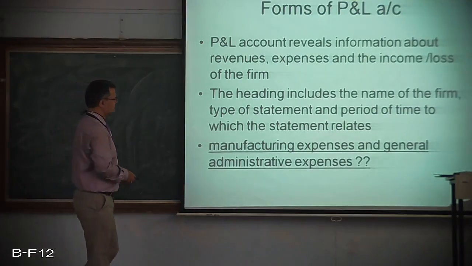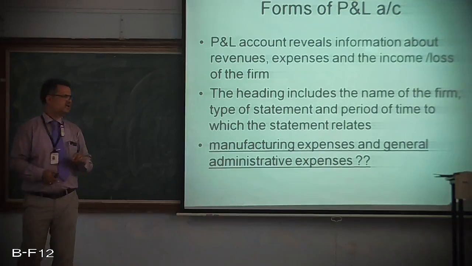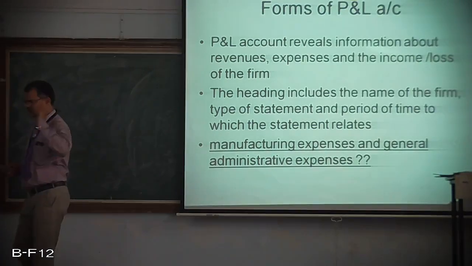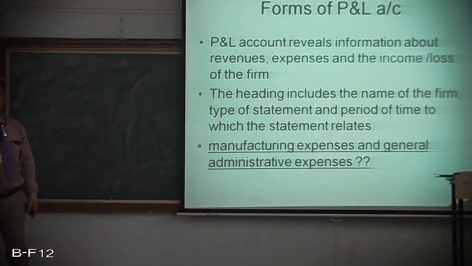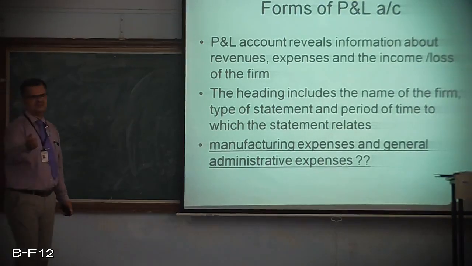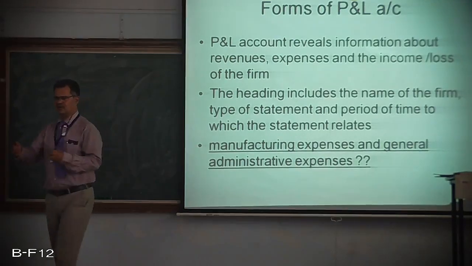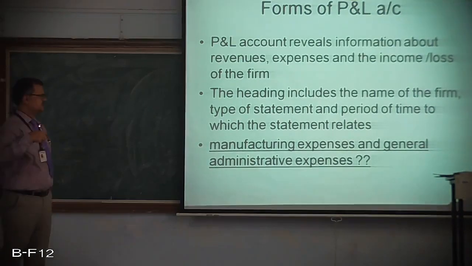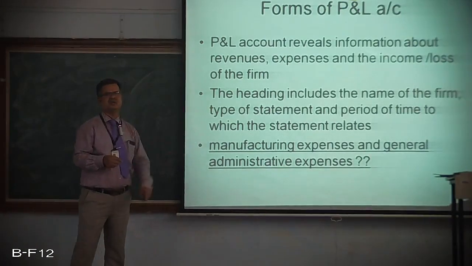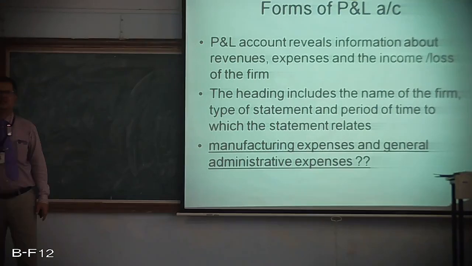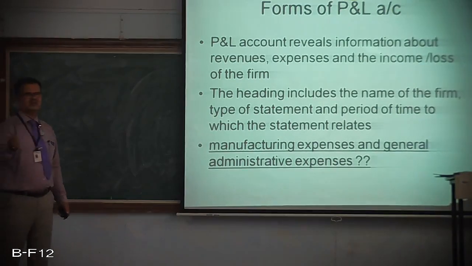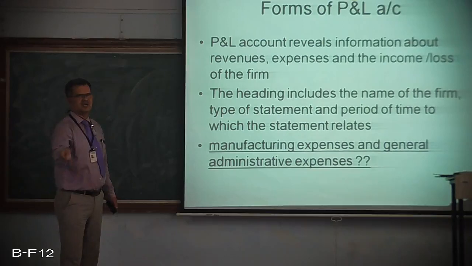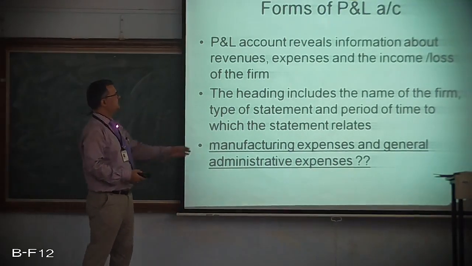Here, these things are going to be depicted in the P&L account: the manufacturing expenses and general administrative expenses. I think in unit number 3, I talked about all the components of cost: prime cost, fixed cost, manufacturing cost, production cost, factory cost, selling price, profit. There are so many components of manufacturing costs and so many administrative expenses, like the rent for building, taxes payable, salary for the employees, electricity fees and so on. They are all called expenses. I told you already in the previous unit, which I am not covering here, but these are also included in the expenses.